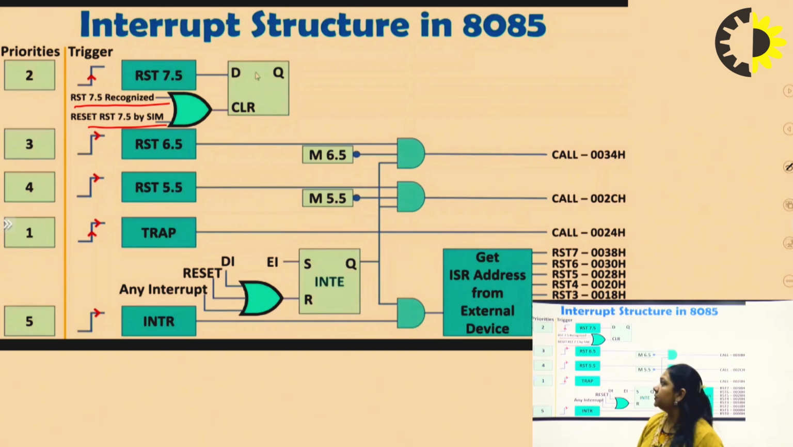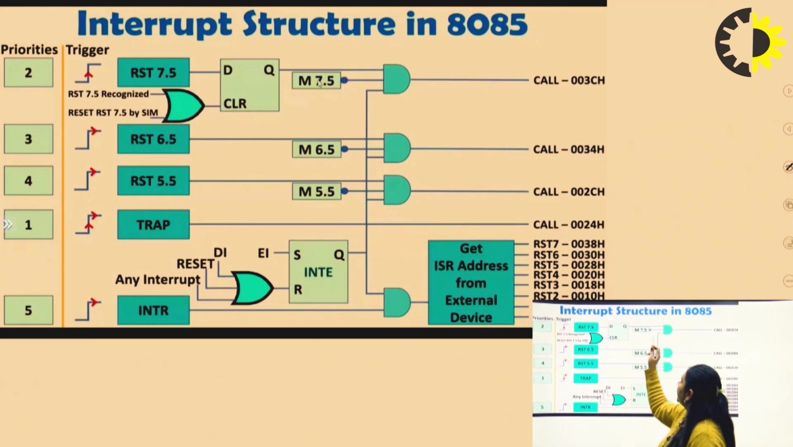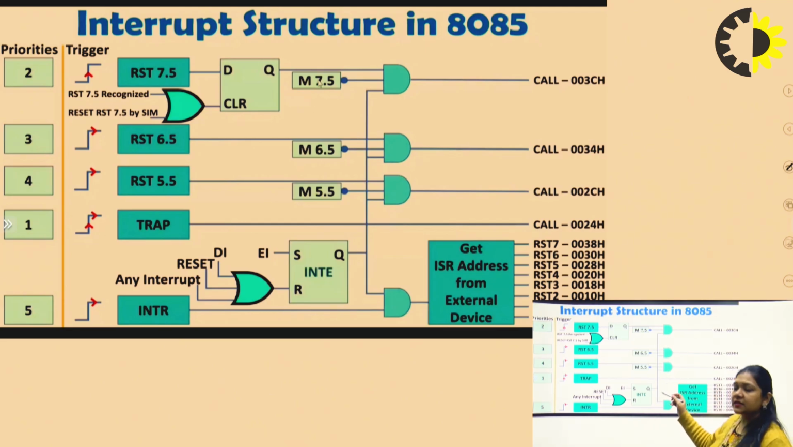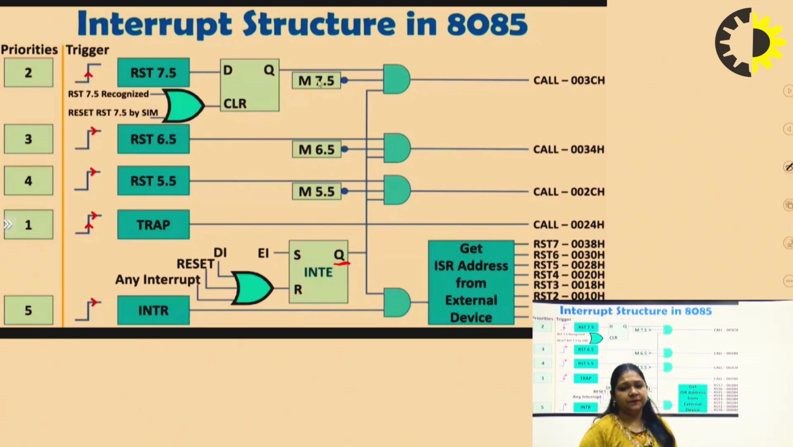These instructions are used to change the values here. So for 7.5 and all the others, one input for the AND gate comes from the SR flip-flop's output here. So this was the interrupt structure for the 8085 microprocessor.